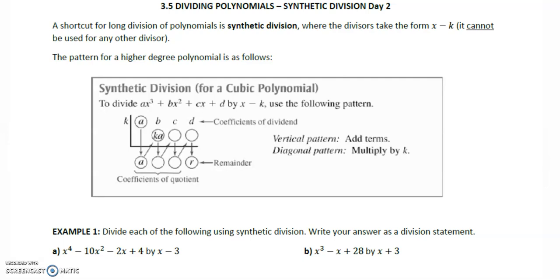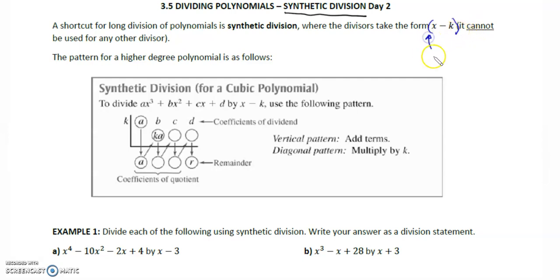Okay, 3.5 dividing polynomials. Today we're going to do synthetic division. Synthetic division is the short form of doing long division. A shortcut for long division of polynomials is synthetic division, where the divisors take the form x minus k. It cannot be used for any other divisor.